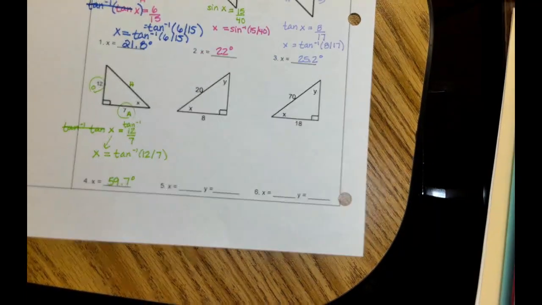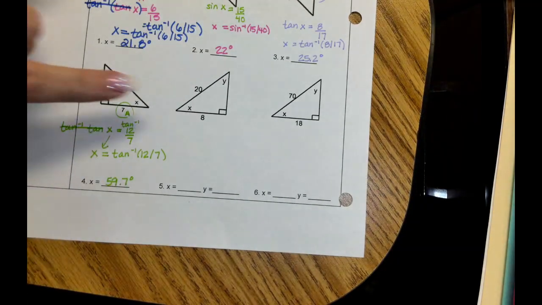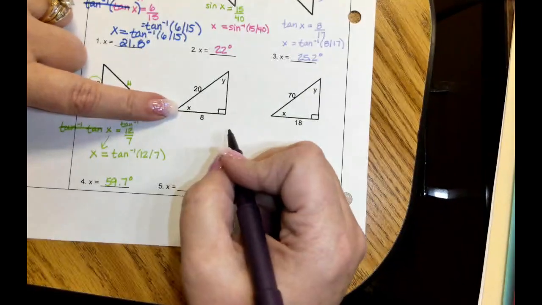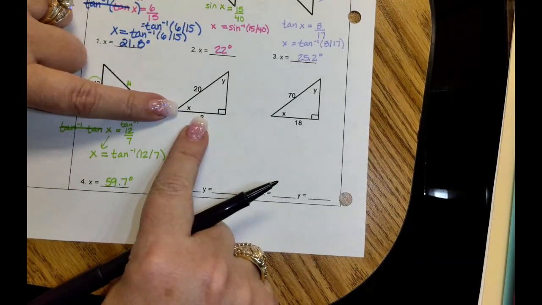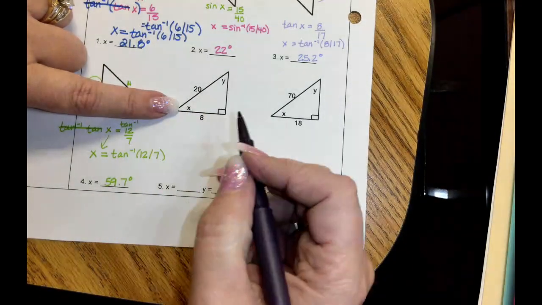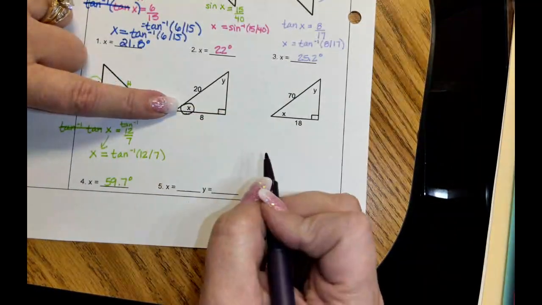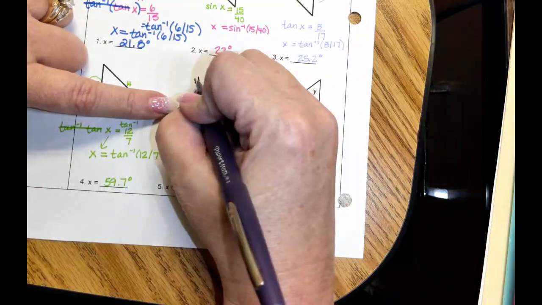Now, this one you have x and y. And the thing is, it doesn't matter which one you do. You can do either one. But you do have to decide first, because 8 is opposite of y, but it's adjacent to x. So it doesn't matter. I'm going to use x, so this is the angle I'm going to use. 8 is adjacent to x, and 20 is the hypotenuse.